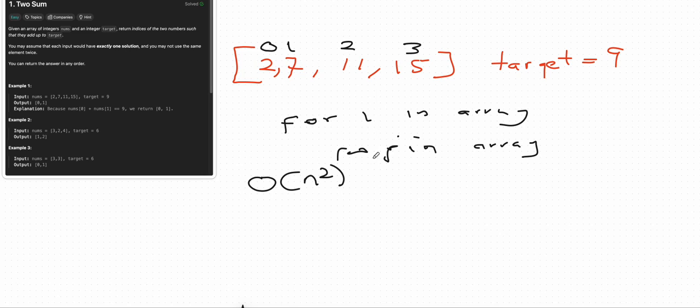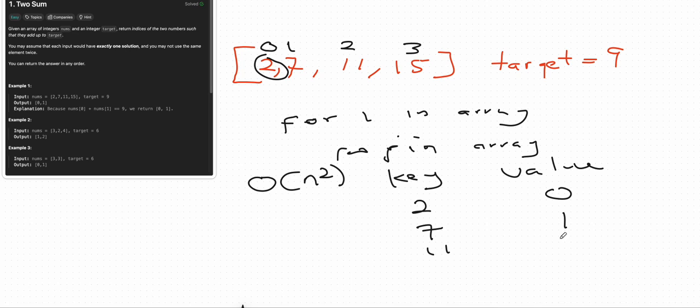Another approach is to store the numbers in a key value pair. You have a key and you have a value. In this case, the key will be the number and the value will be the index. 2 is at index 0, 7 is at index 1, 11 is at index 2, and so forth.